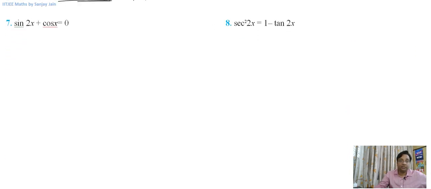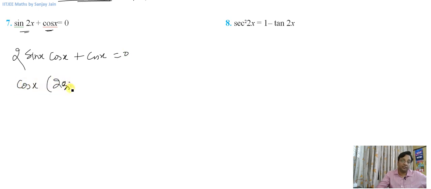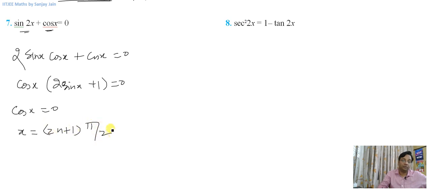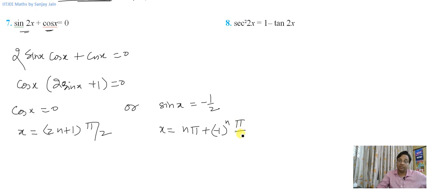Sine 2x plus cos x equal to 0. So if you see, I can write sine 2x as 2 sine x cos x plus cos x equals 0. So I can take cos x outside, 2 sine x plus 1 equal to 0. So either cos x equal to 0, that means x will be equal to odd multiple of pi by 2, or sine x equal to minus 1 by 2. So I always take that as minus pi by 6. So x will be equal to n pi plus minus 1 raised to power n minus pi by 6. This is minus pi by 6.